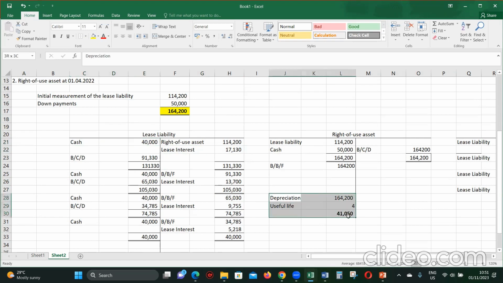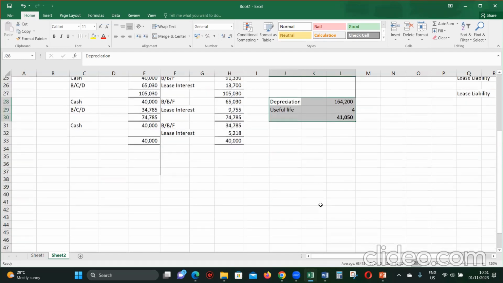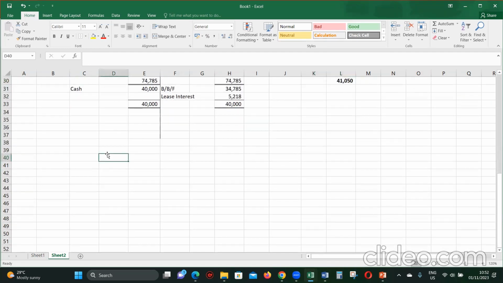And also, you need to depreciate your asset based on the two criteria given, whether the ownership of the underlying asset will be transferred. Likewise, you need to consider those two conditions and decide how to do the depreciation. Now, how to create the lease schedule? How to create the lease schedule for this?